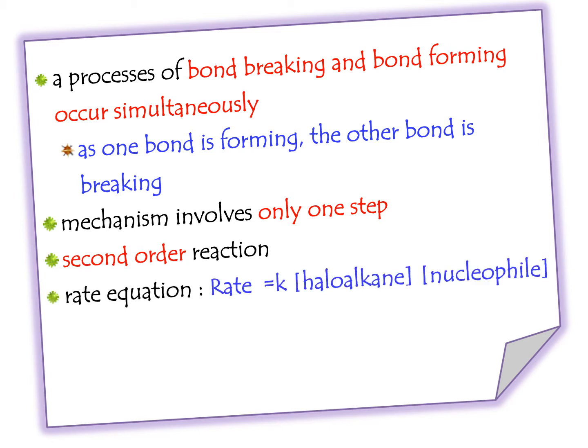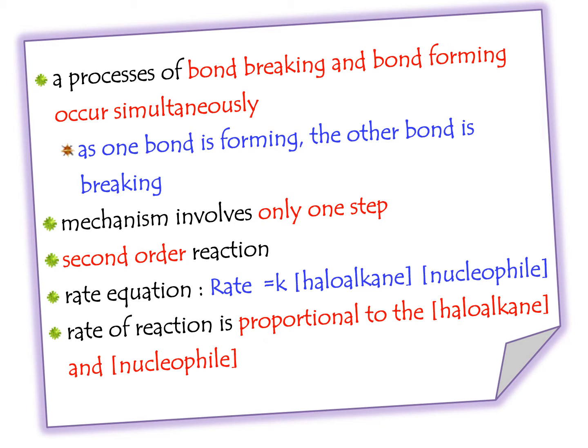which means the rate is equal to k multiplied by the concentration of haloalkane to the power of 1, multiplied by the concentration of nucleophile to the power of 1. Thus, the rate of reaction is proportional to the concentration of haloalkane and the concentration of nucleophile.